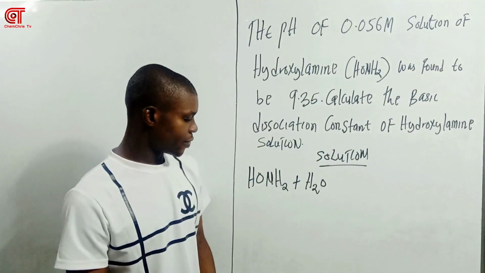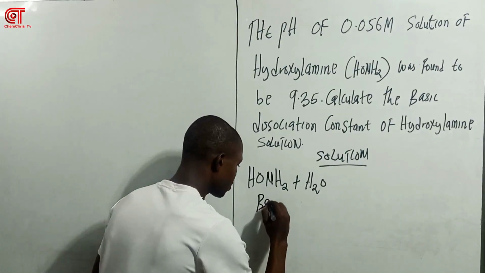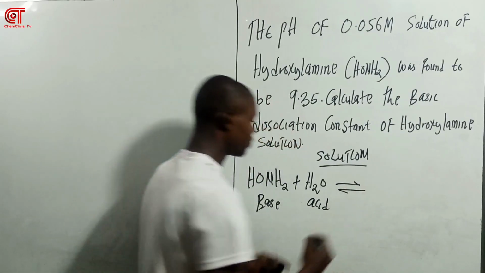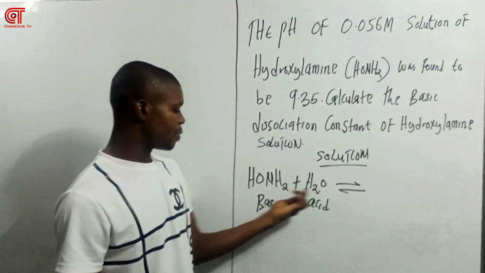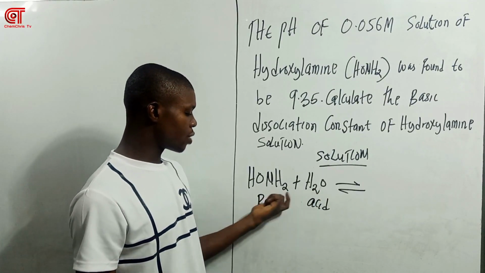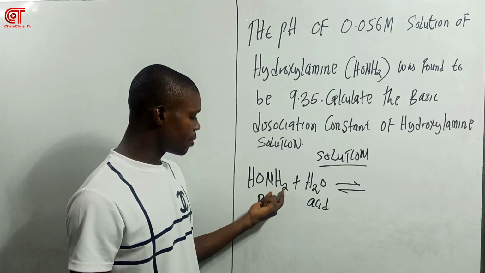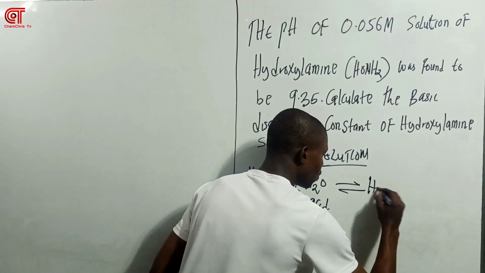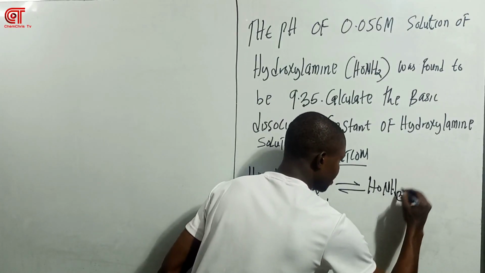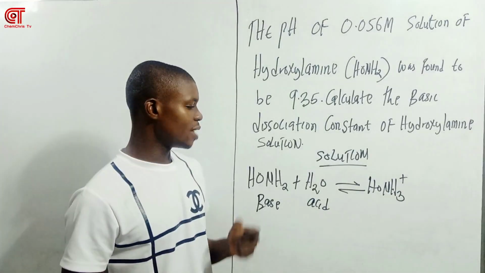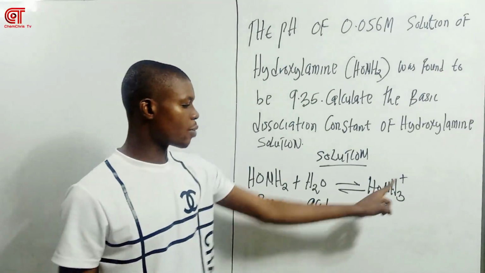So this is what you are going to do here. This is the base, and this one is the acid. The acid will donate a proton. When the water loses a proton to HONH2, HONH2 forms HONH3 plus. Remember, whenever a base accepts a proton, it forms a conjugate acid, and we call it plus.